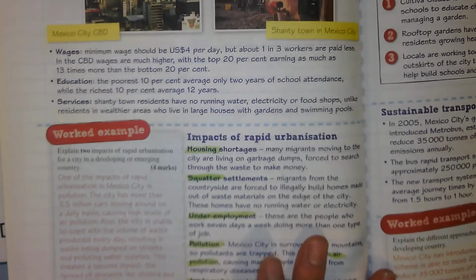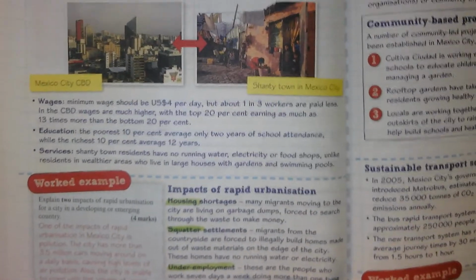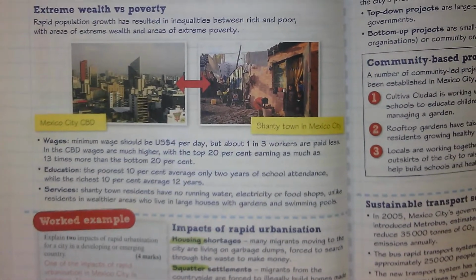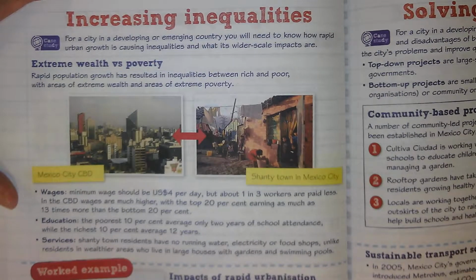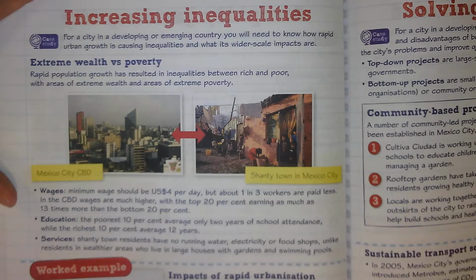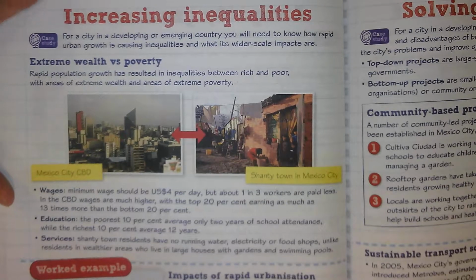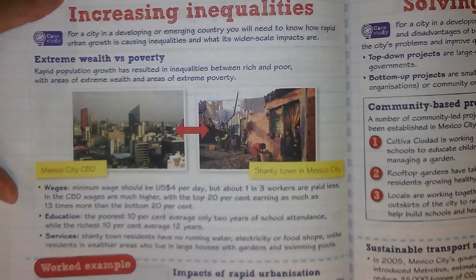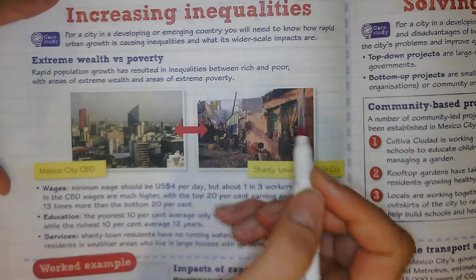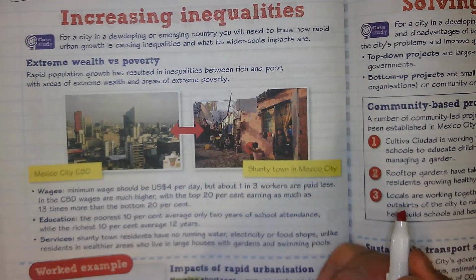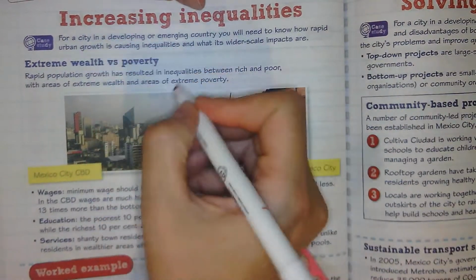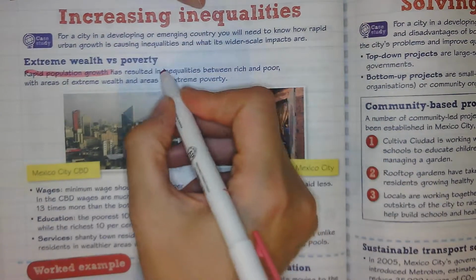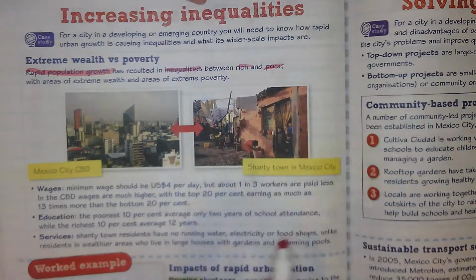So Mexico City is one of the case studies, place-specific detail that we did. And one of the elements of that is that in Mexico City there is inequality. And inequality is that there are extreme differences between the rich and the poor. So how you might approach revision first is identifying keywords that you might need to know to do with the topic. So here we've got rapid population growth results in inequalities between the rich and the poor.